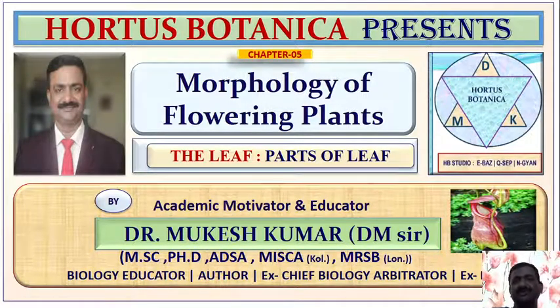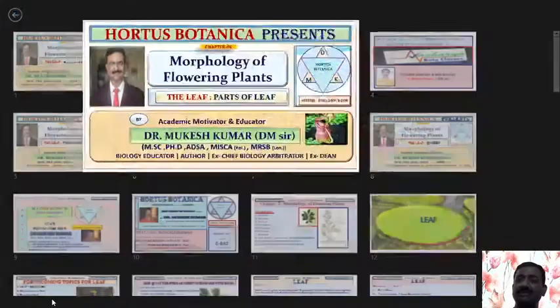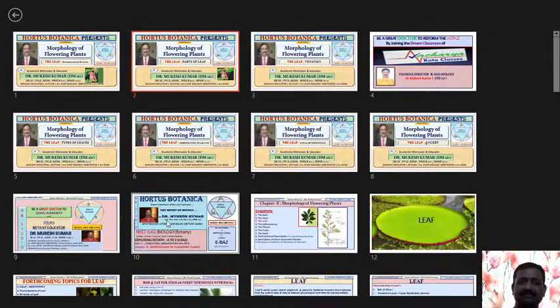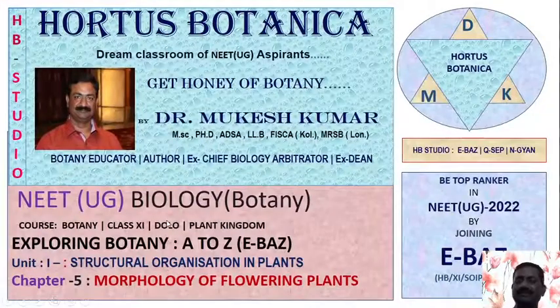Now, today we are going to study the morphology of flowering plants, and its subtopic is the leaf. Today we will study what is a leaf, the parts of a leaf, and the kinds of leaf. Yes, today we will study these three topics.